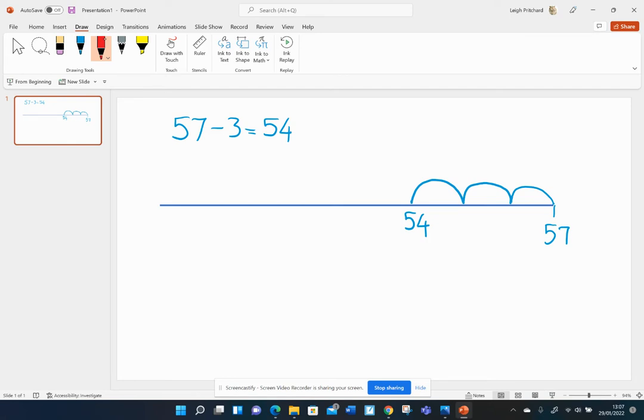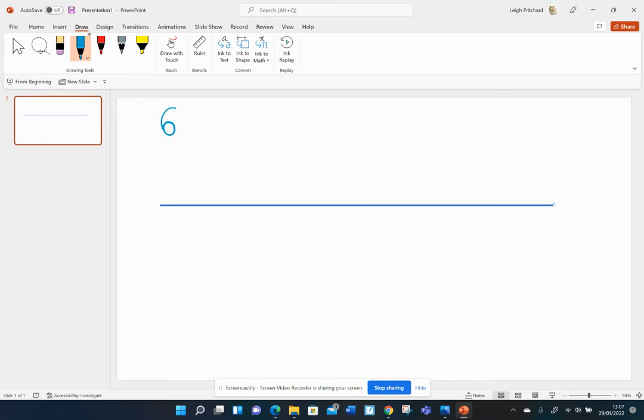So effectively, they would do it in one jump, just like that. We can have a quick look at that again, like how we'd want it to be done. We'll give another example. This time we will do 68 take away 5. I'm just going to write 68 on the number line over here.